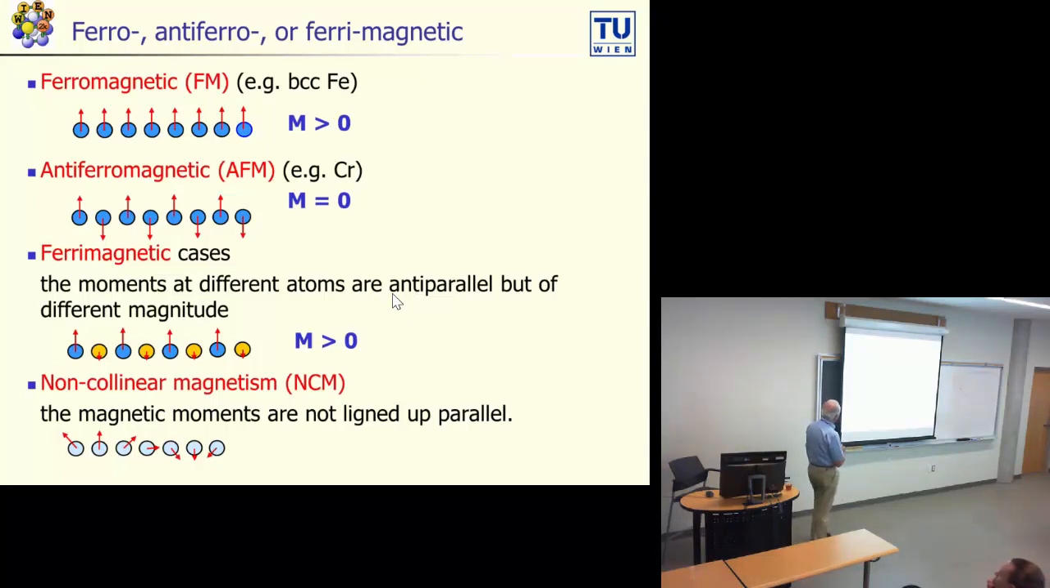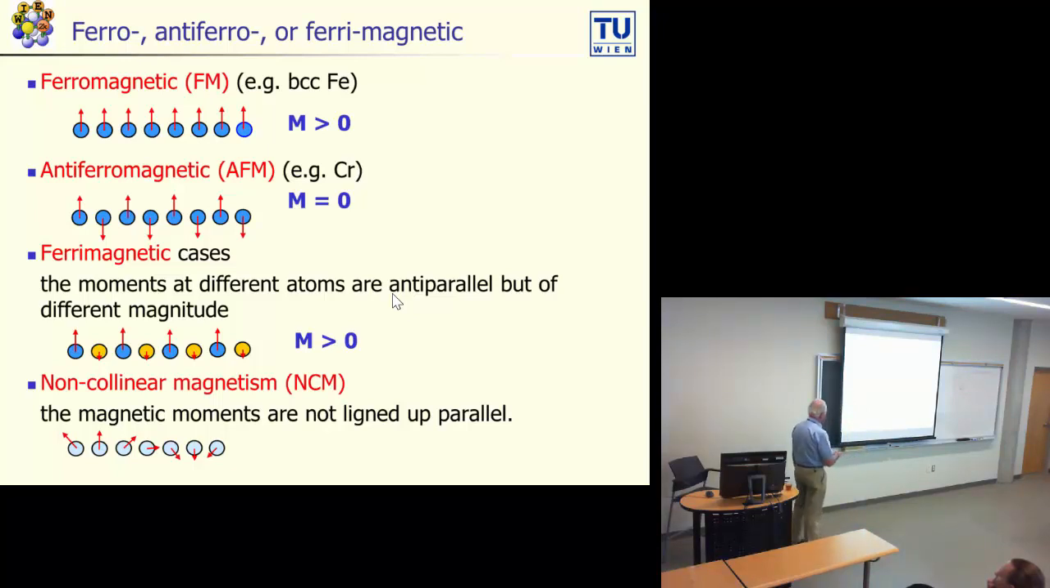There is a mixture of the second antiferromagnet, the ferrimagnetic cases. If you have a magnetic moment up and down, but the down moment is different from the up moment, then you get a finite magnetization, and such a situation is called a ferrimagnet.